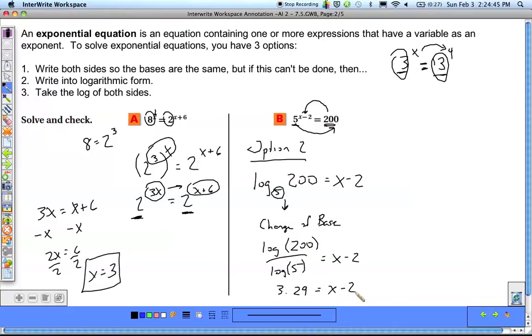That equals x minus 2. Add 2 to both sides, and we get x equals 5.29 as our answer. So there's option number 2.